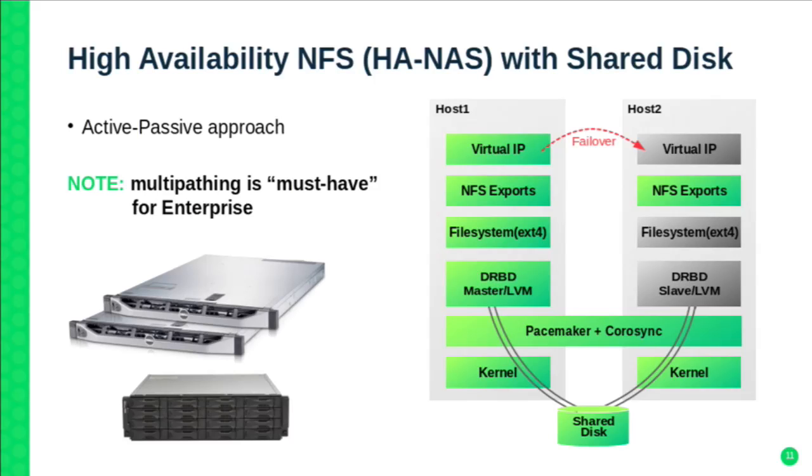The shared device can be iSCSI, can be a SAN device. In this case, I also want to mention that to connect to the shared device, to connect to the SAN array, normally there will be another very important component involved: multipath. That is what we always recommend when we're using a SAN device. That is part of a whole big HA stack. So that is good to mention over here.